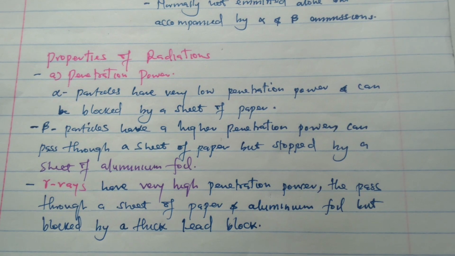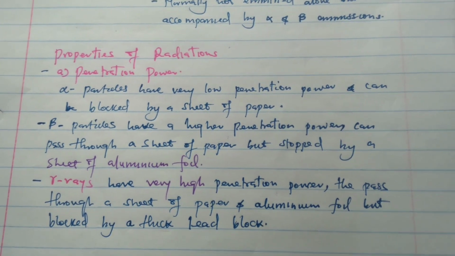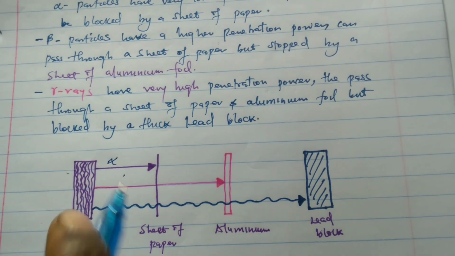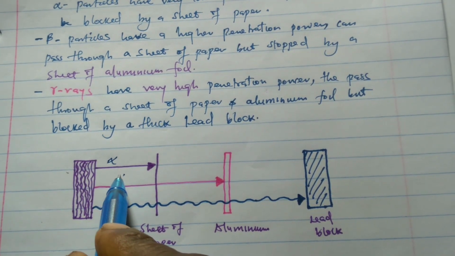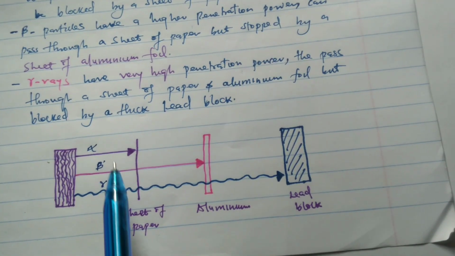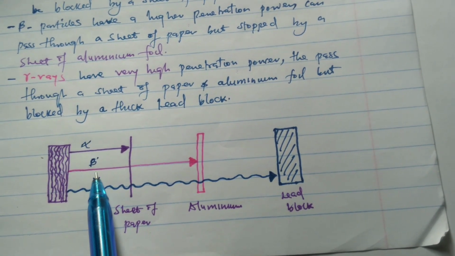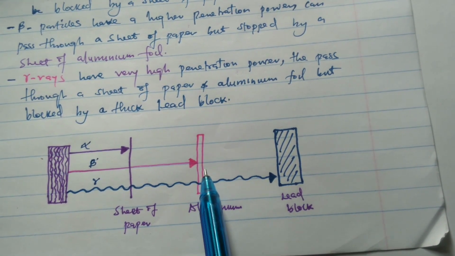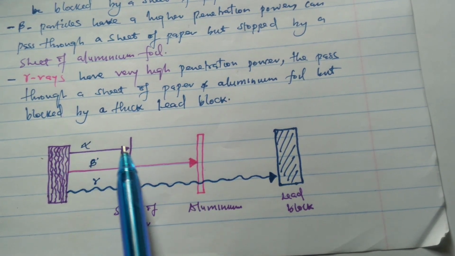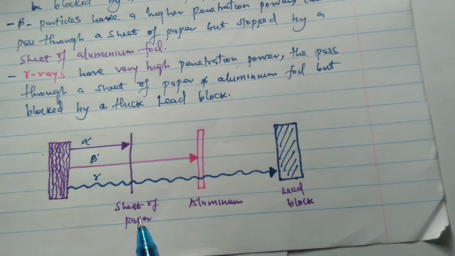So here, this is alpha, this is beta, and this is gamma. Gamma rays are blocked by a lead block, beta are blocked by aluminum foil, and alpha are blocked just by a sheet of paper.